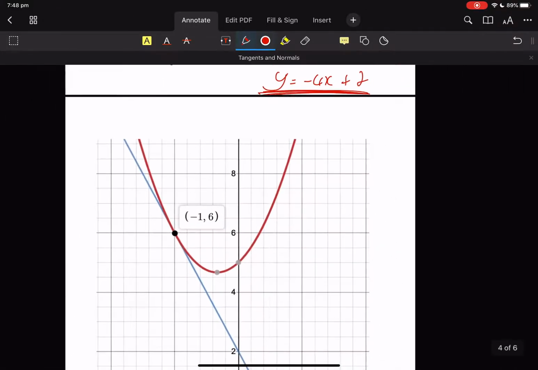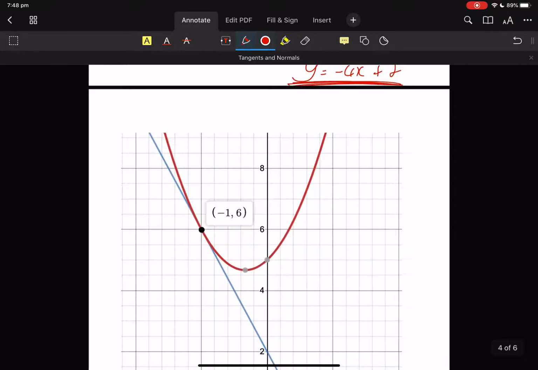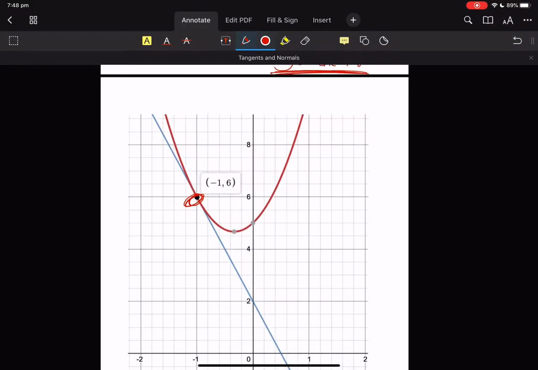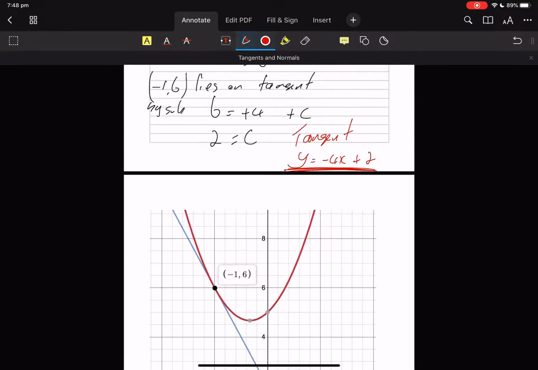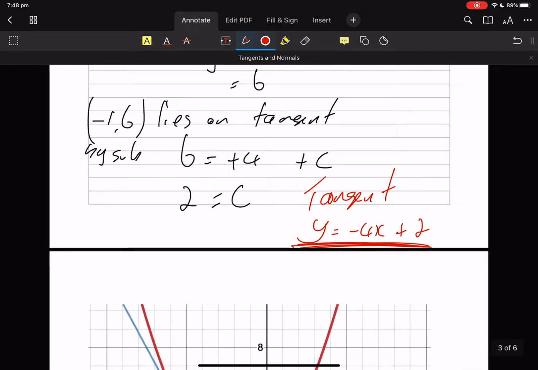And as per the last one, you can see our parabola. You can see the point there that we've found that has a gradient of negative 4, and then our tangent goes through that point. So ideally you'd be able to check that in your graphics calculator or Desmos yourself.